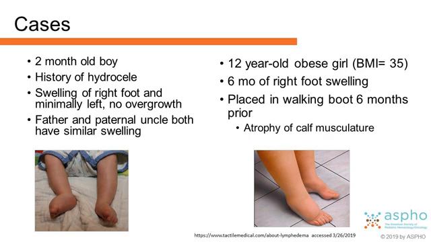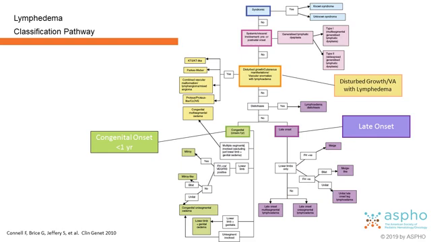Our next cases reflect two cases of primary lymphedema. The first is that of a 2-month-old boy with history of hydrocele and swelling of his right foot and minimally his left, without other findings, but with a family history of similar swelling in both his father and paternal uncle. The second case is that of a 12-year-old girl with obesity who developed right foot swelling without trauma 6 months prior. She had no other findings. She was placed in walking boots at the onset of swelling, which resulted in atrophy of her calf musculature, but she continued to wear that boot since it was the only shoe that fit her. Both of these patients have lymphedema.